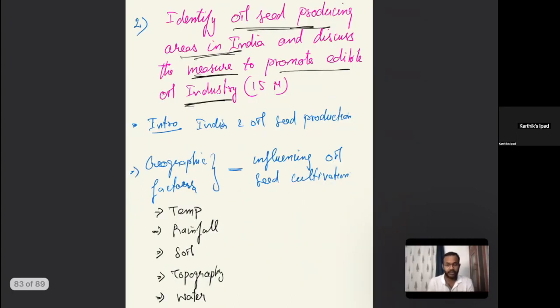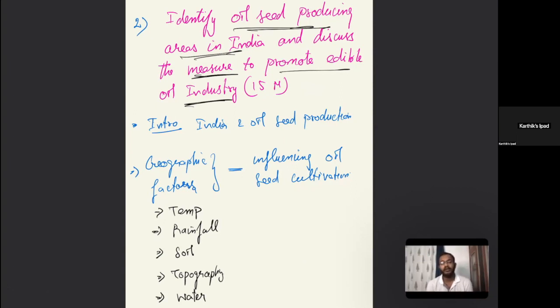Moving on to question number 2: identify the oilseed producing areas in India and discuss the measures to promote edible oil industry. Interdisciplinary between agriculture and the industry. 15 mark question. So you can give a much briefer introduction on India and oilseed production, its status and how it has been doing.